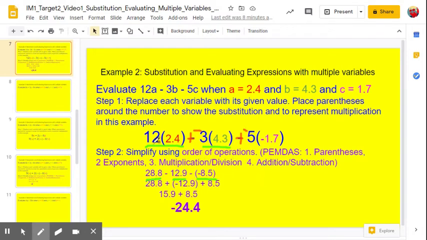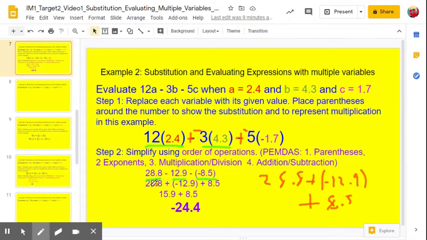Okay, so if we did that, we still have 12 times 2.4, which is our 28.8. Excuse the chicken scratch here on my screen. Plus, and then we're going to go negative 3 times 4.3. So we're going to write this as negative 12.9. I ran out of room, but then I'm going to say plus negative 5 times negative 1.7. So we know that's a positive 8.5. So again, wherever you want to do the add the opposite, change it. Wherever you're comfortable doing that is fine.